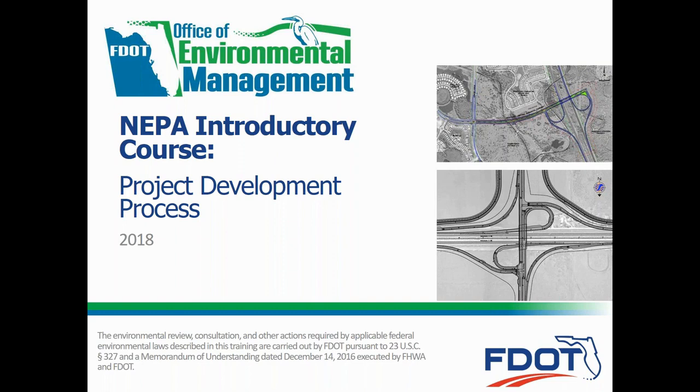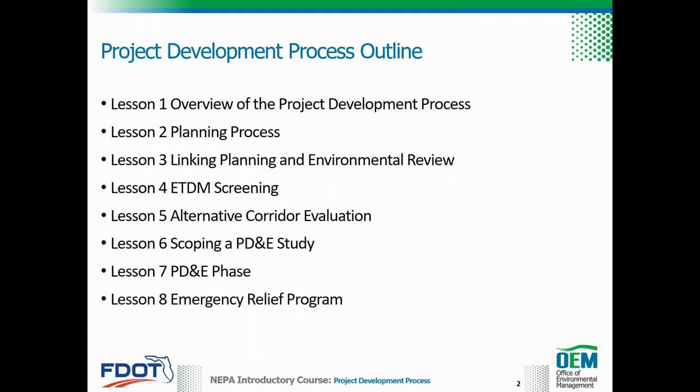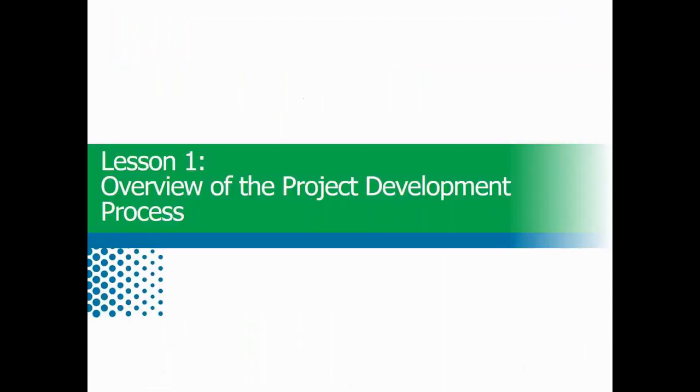The purpose of this course is to provide an overview of the project development process as described in Part 1, Chapter 4 of the PD&E Manual. Please note that you may pause this training at any time. This training will have 8 lessons. Lesson 1 will provide the basics of the project development process.